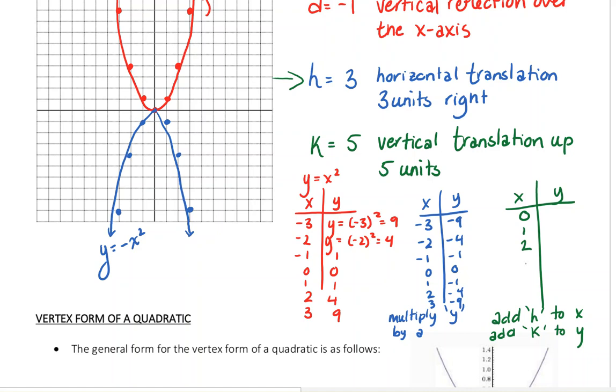And you can see this pattern actually occurring here, in which you would get all of these values. So if you keep going, -1 plus 3 is 2, 0 plus 3 is 3, 1 plus 3 is 4, and so on. Now you're going to add 5 to all of our y values right here. So that would be -9 plus 5, which is -4. -4 plus 5 is 1. -1 plus 5 is 4.